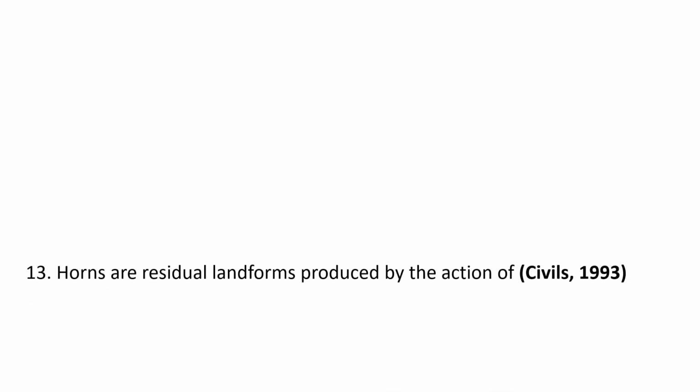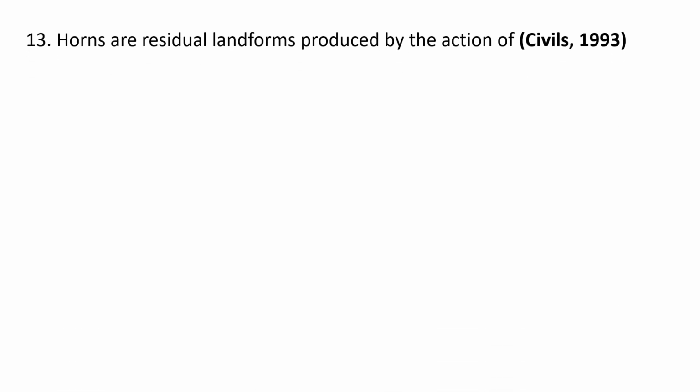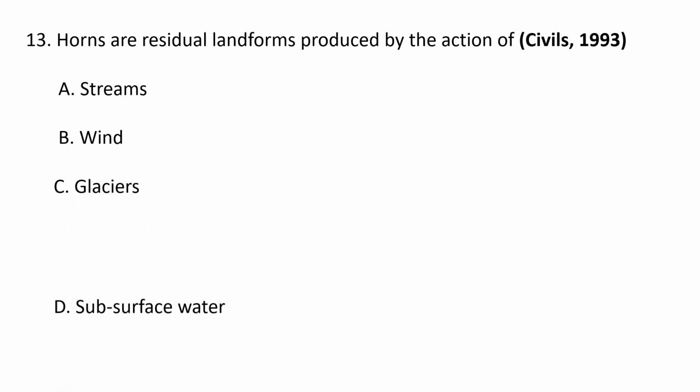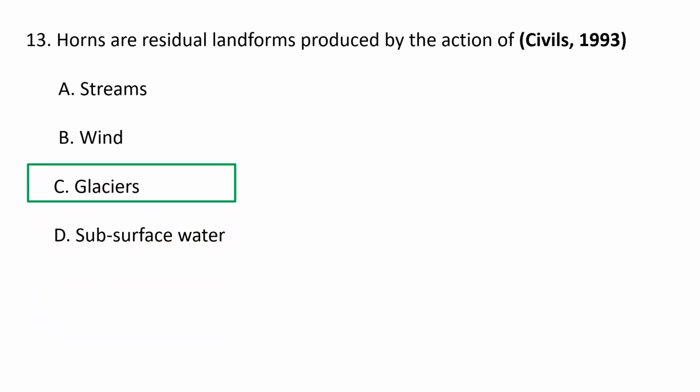Next question. Horns or residual landforms are produced by the action of A. Streams, B. Wind, C. Glaciers and D. Subsurface water. Horns are formed due to glacier action. Horns are pointed peaks. They are very sharp, bounded on at least 3 sides by glaciers. They typically have flat faces that give a somewhat pyramidal shape and sharp distinct edges. So horns are formed due to glacier action.